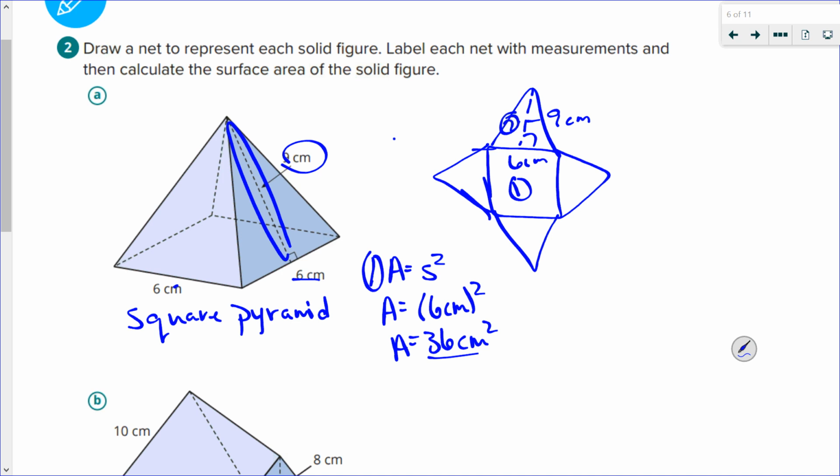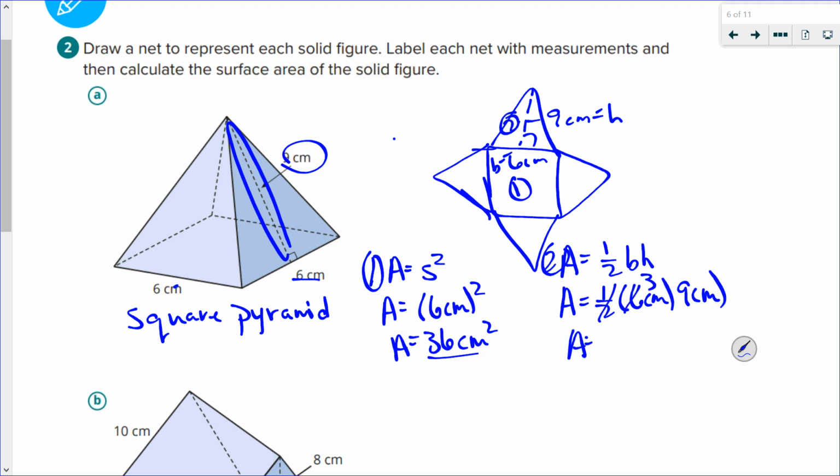My sides are triangles. So this is 1/2 the base and the height. I have a base of 6, a height of 9. 1/2 of 6 centimeters times 9 centimeters. I can do half of 6, make that a 3, which gives me 27 centimeters squared.